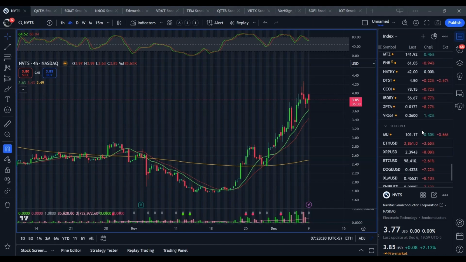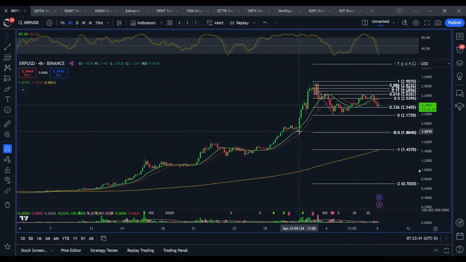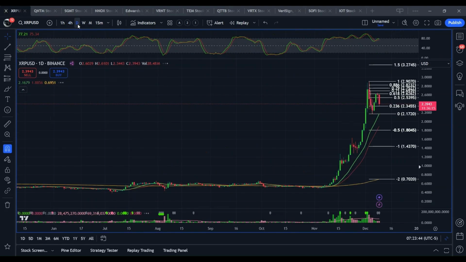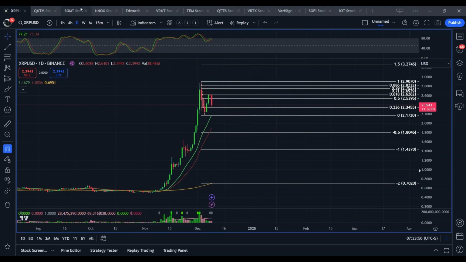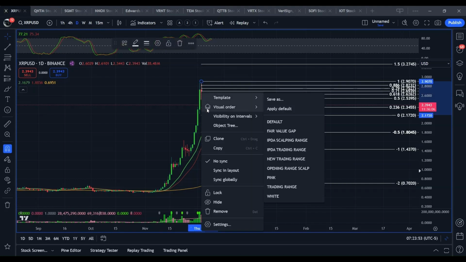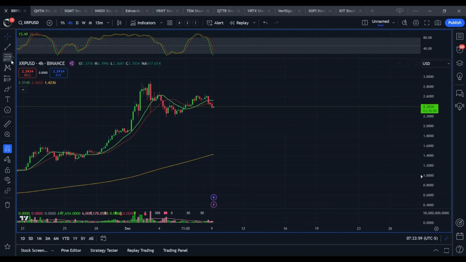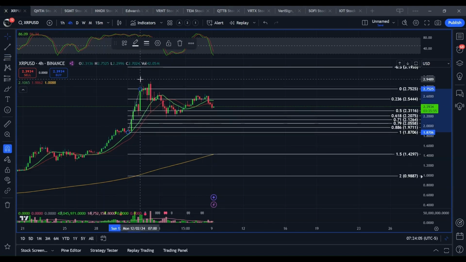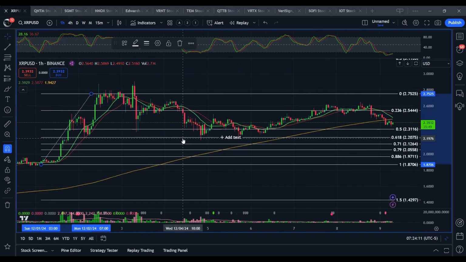Let's see. First, I want to do XRP. It's down 8.88%, which has some significance to me. Let's just, how do I want to approach this? Start from the higher time frame, I suppose. Hide that. Go back to the 4 hour. We've looked at this same Fibonacci multiple times.